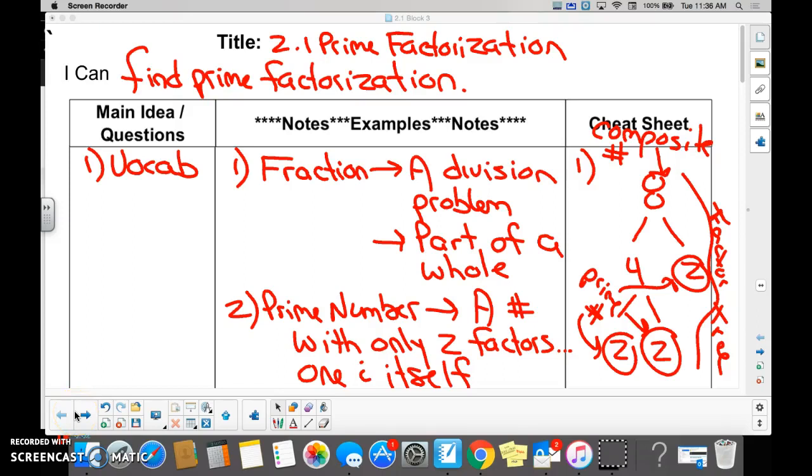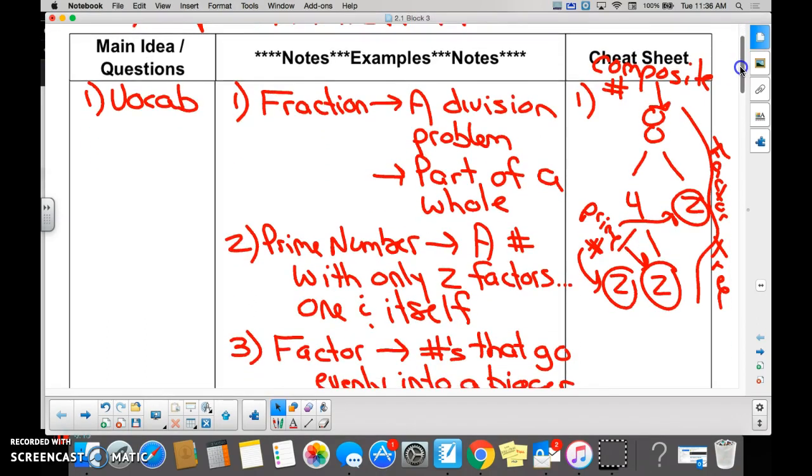2.1 prime factorization. I can find prime factorization. Can you guys find the prime factorization of a given number? Yes or no? Yes. Oh my God, you so can. Now, I think the most important part of this lesson is technically the vocab, which I don't say very often.